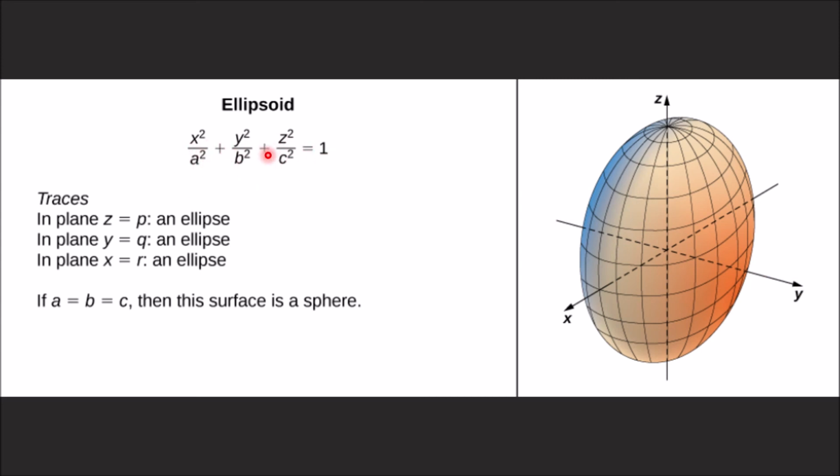Think back to the ellipse you studied in Calc 2. Right, so if C is the largest, then it's going to be along the Z. If B is the largest, it'll be along the Y. And if A is the largest, it'll be along the X.